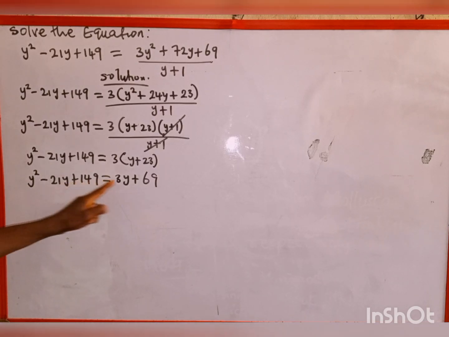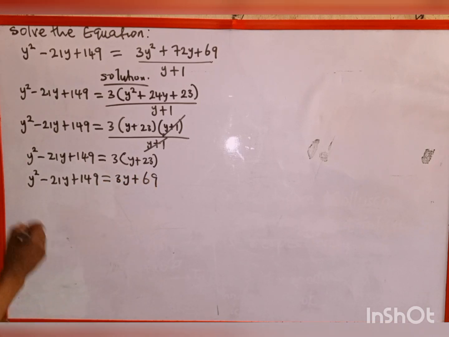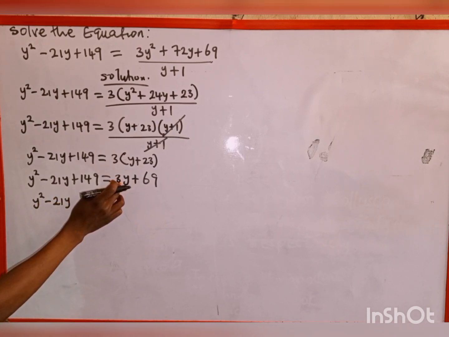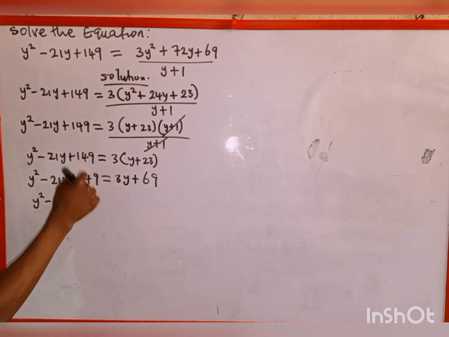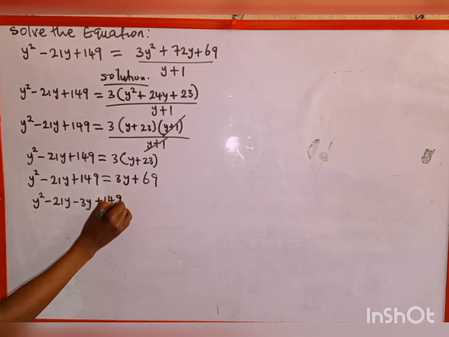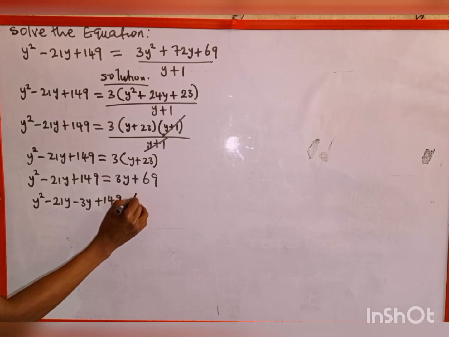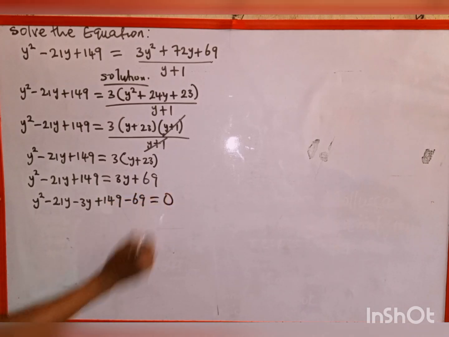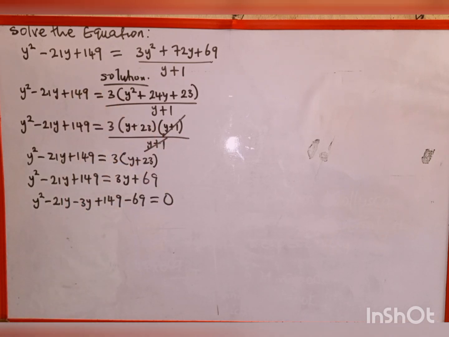Now the next thing we are going to do is to combine the like terms. We notice that we have y here and y, and this is constant and constant, so we can combine them together. We're going to have y squared minus 21y, then this is another y, but it's positive here, it's going to change to negative 3y when it crosses this equality sign, then plus 149, and this is 69 here. If it crosses the equality sign, it's going to be negative 69. Everything is equal to 0. We transfer everything from the right hand side to the left hand side.